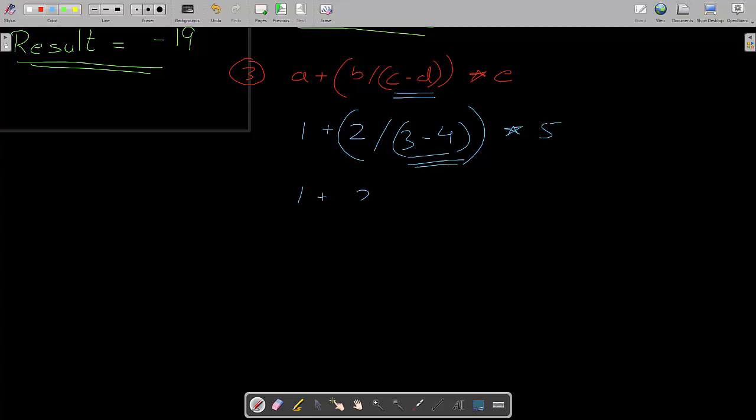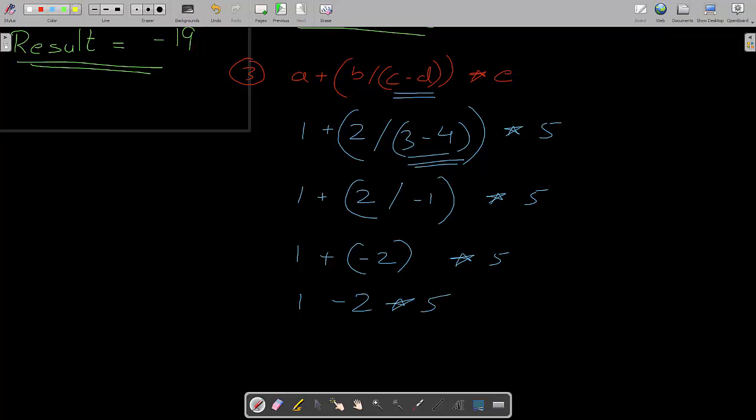So 2 divided by minus 1, so 3 minus 4 is minus 1, into 5. So again now here the parenthesis will be executed first. So 2 divided by minus 1 is nothing but minus 2 into 5, that is nothing but 1 minus 2 into 5.